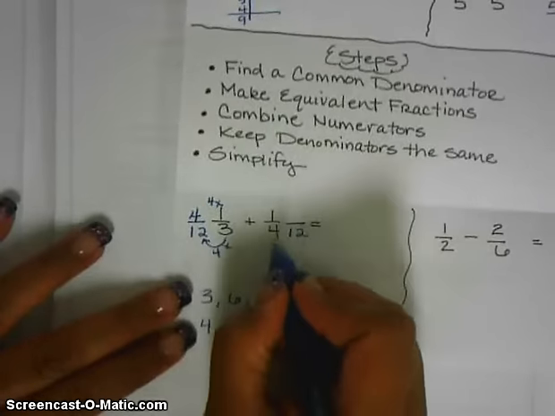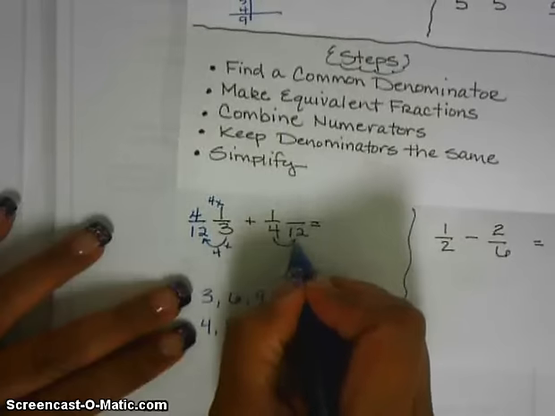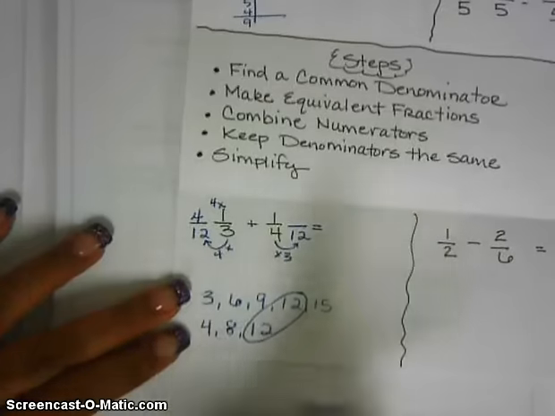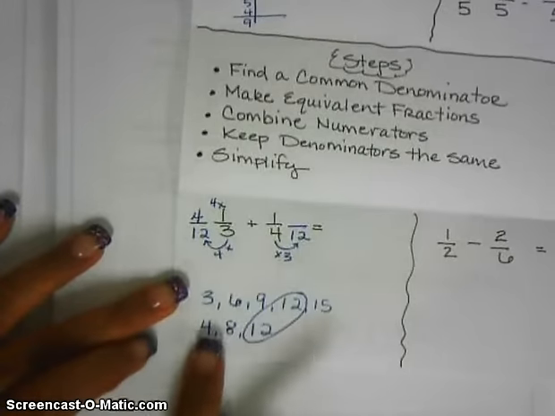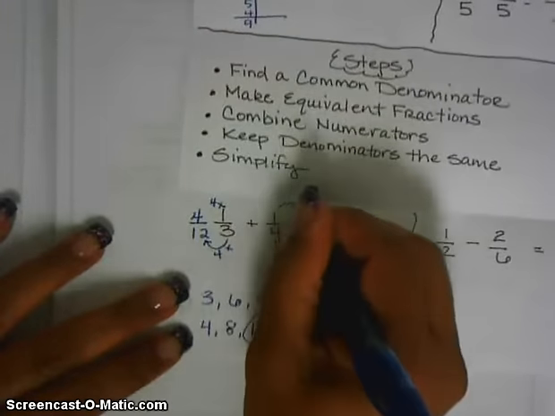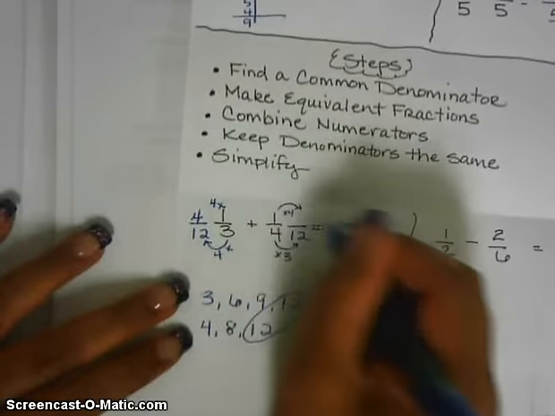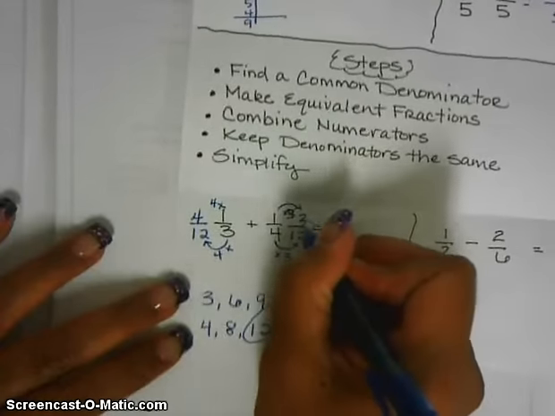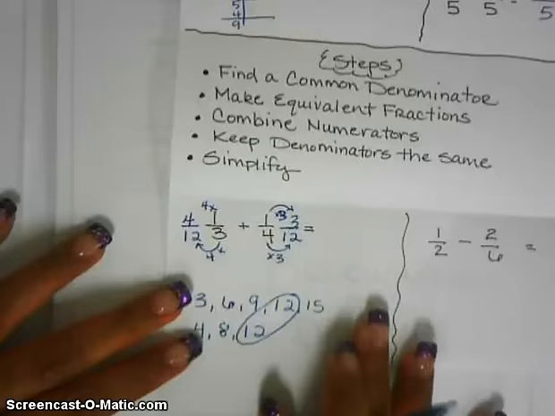I'm going to do the same thing over here. 4 times what is going to give me 12? You're going to see it is 3. You also see it here: 1, 2, 3. It is 3. I'm going to do the same thing here. Oops, I'm sorry, 3. And so 1 times 3 is 3. So 1/4 is also 3 twelfths.